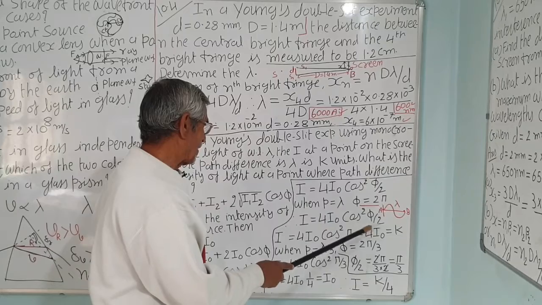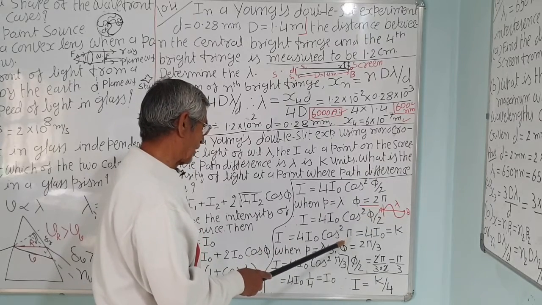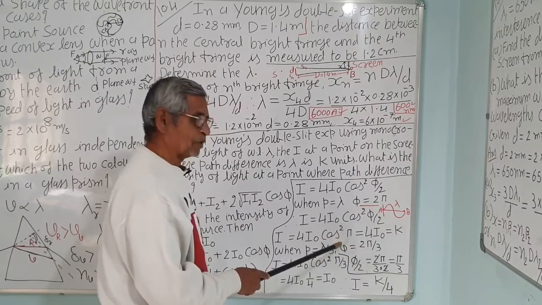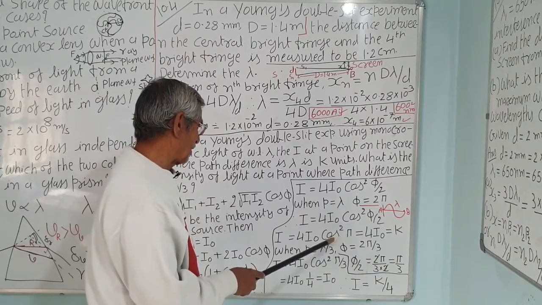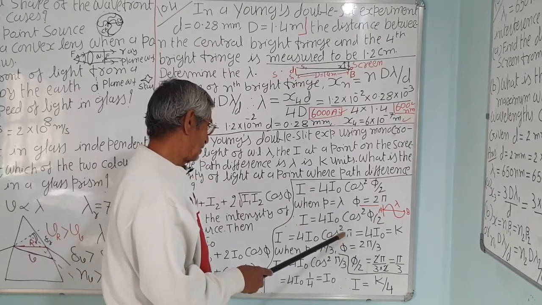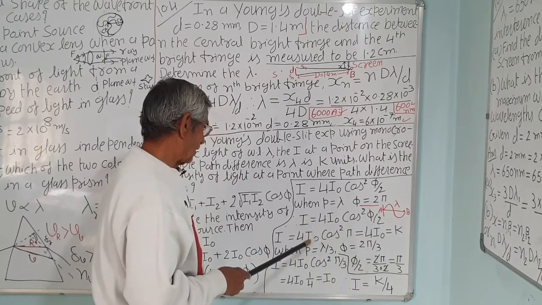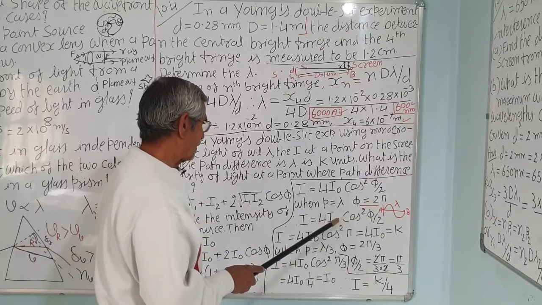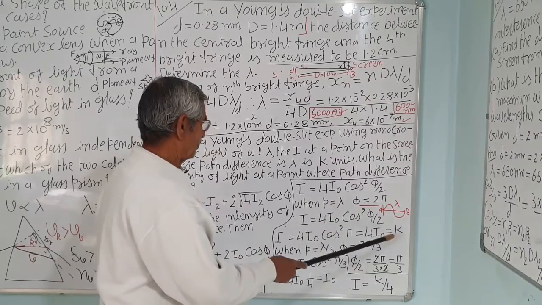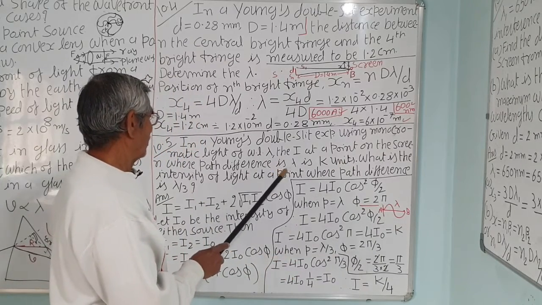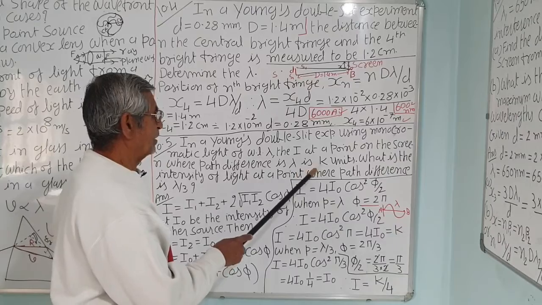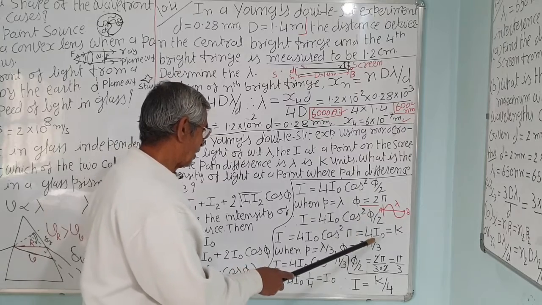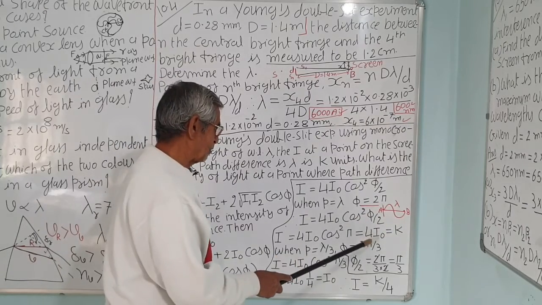Phi is 2 pi. So phi by 2 is naturally half of this, that is pi. That is 4I0 cos square pi. Cos pi is cos 180, which is minus 1, and the square of minus 1 is plus 1. So that is 4I0 into 1, that is 4I0, and that is equal to k. When the path difference is lambda, the intensity is k units, it is given. Correct? So 4I0 is equal to k, so I0 is k by 4.